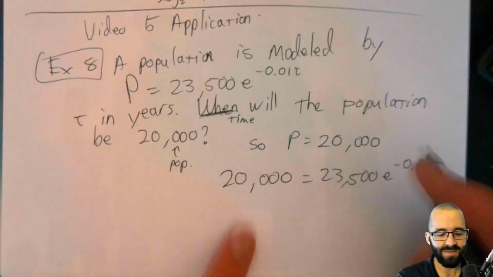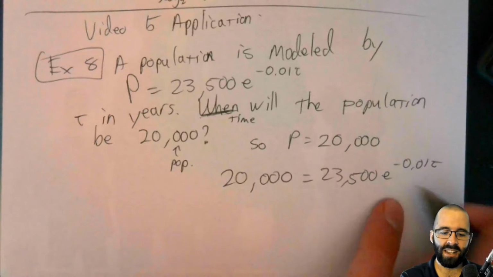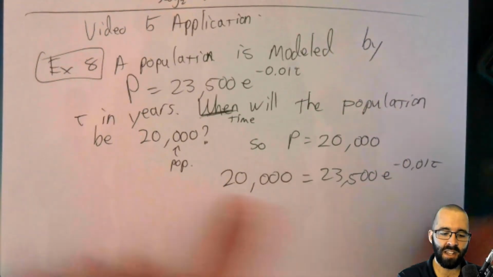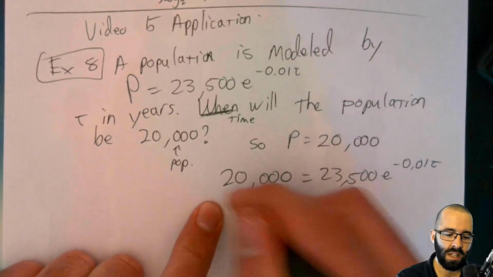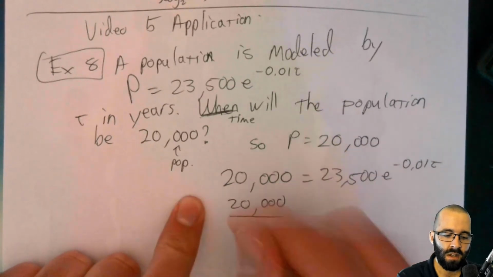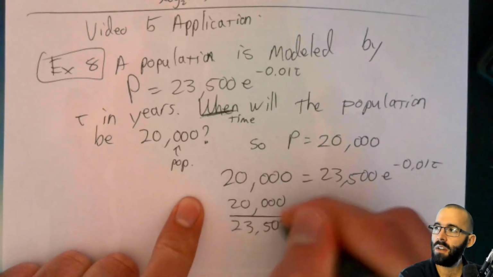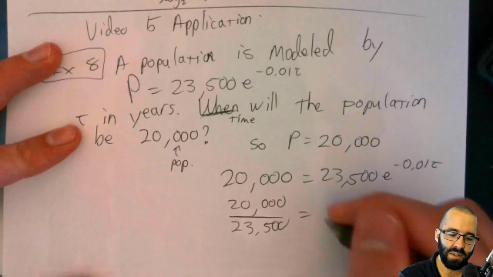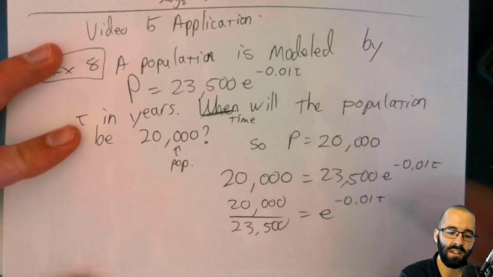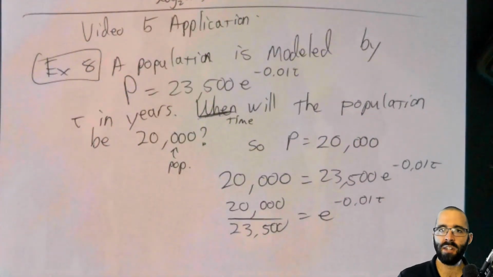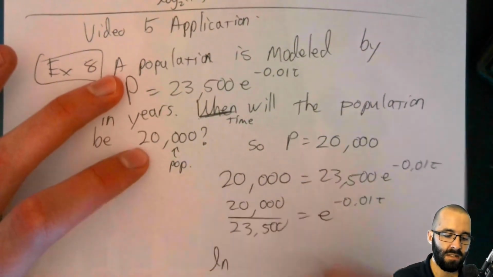All right. Time is hard. So we need to get the exponential by itself. Divide both sides by that 23,500. So I'll have 20,000 divided by 23,500 equals e to the negative 0.01t. Isolated the exponential. Now we can undo it. Let's take the natural log of both sides.